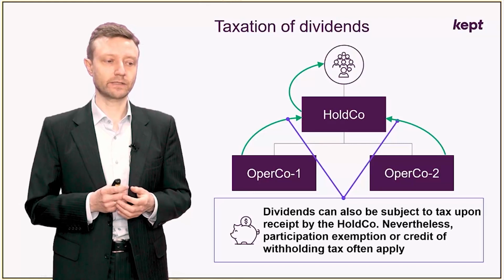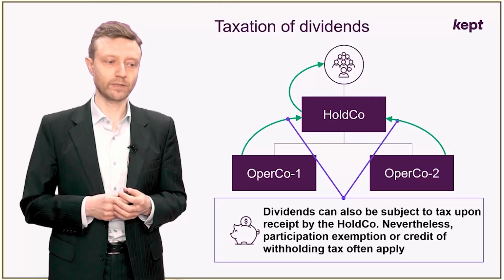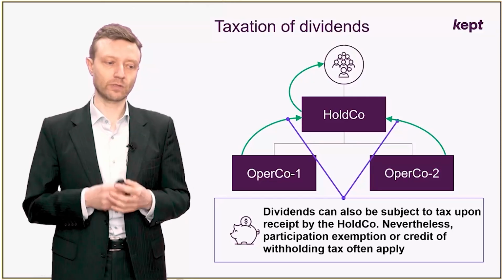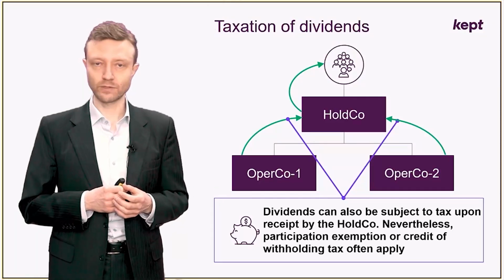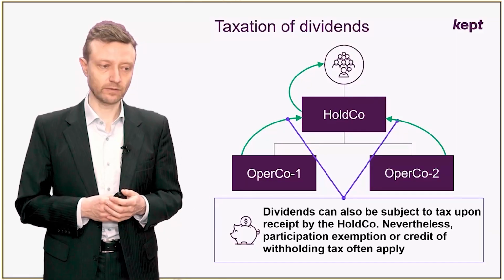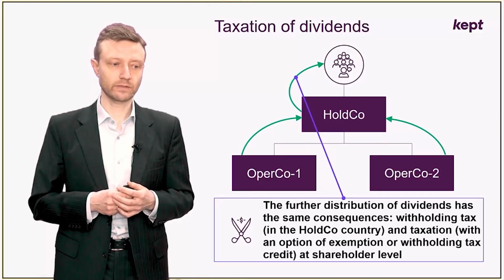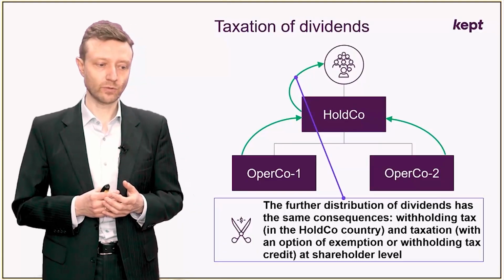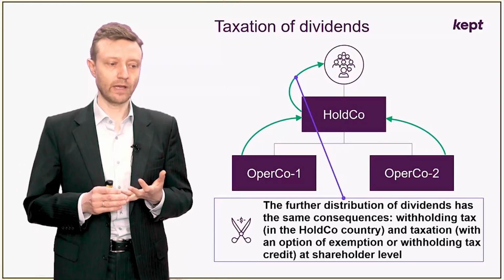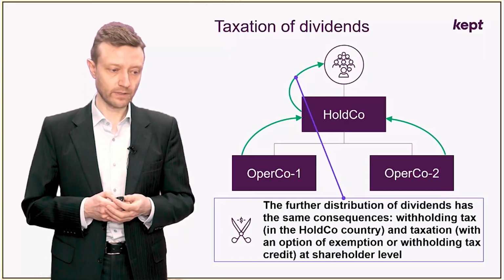Next, dividends are taxed in the hands of the holding company, but usually holding companies are set up and established in countries where participation exemption is applicable, or at least withholding tax can be credited against the local income tax on dividends in the country where the holding company is located. And finally, further distribution of dividends has basically the same tax consequences. Withholding tax at source, now in the country where the holding company is set up, and taxation in the hands of the shareholders.